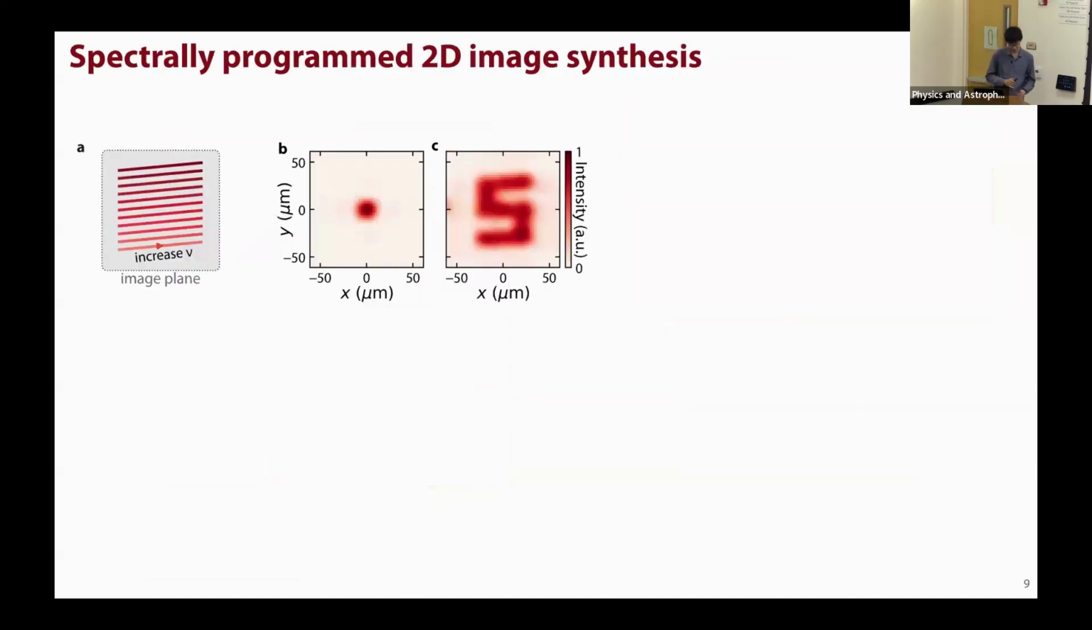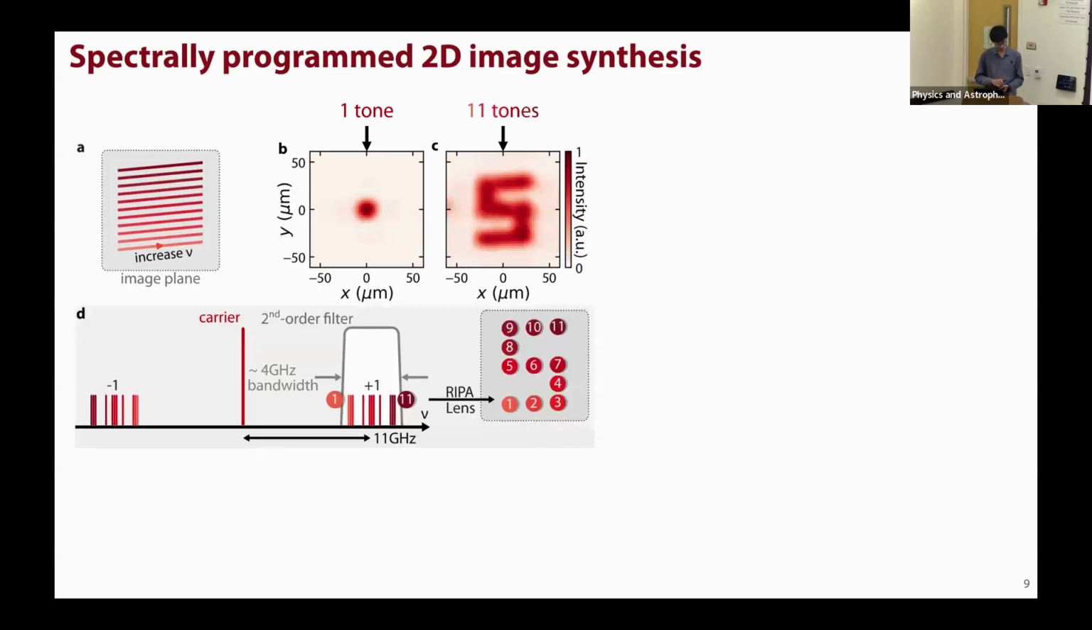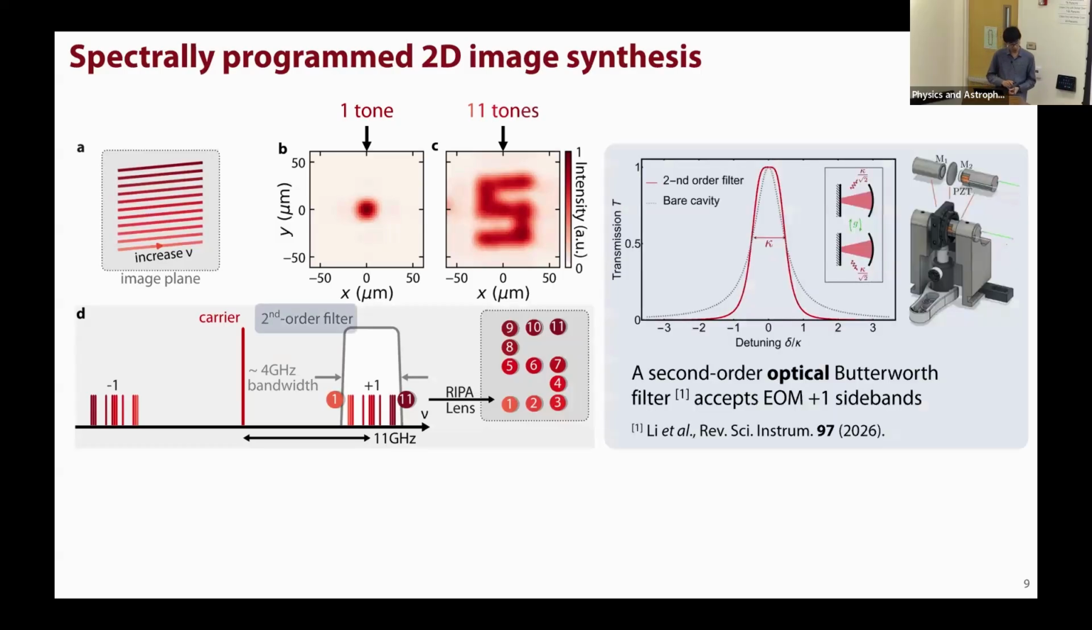With this mapping, we want to make some images with the RIPA-SLM. With a single optical tone, it makes a single diffraction limited spot. While we simultaneously inject 11 independent frequency tones, the RIPA-SLM maps each tone into a distinct spatial location that synthesizes a letter S for Stanford. These frequency tones are modulated from a carrier frequency with an electro-optical modulator. There will be symmetric plus and minus sidebands, and we employ a second-order Butterworth optical filter to select only the +1 order sidebands before they enter the RIPA-SLM.